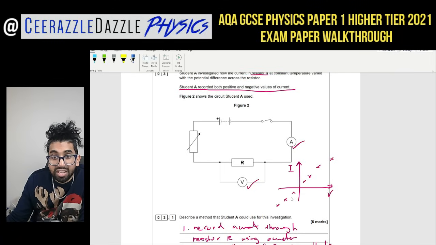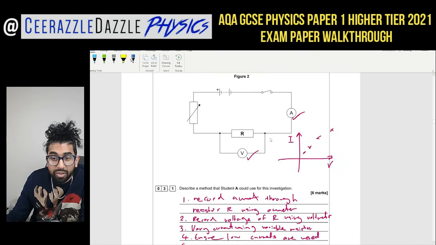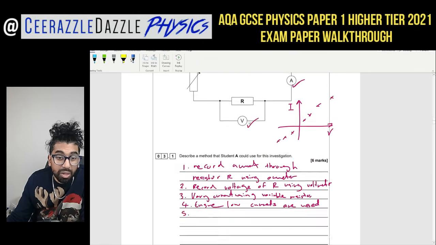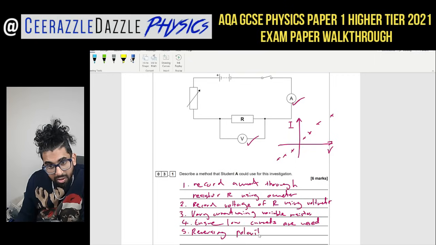So how do I get these negative values of current? The way to get the negative values of the current is to swap the terminals of the battery here. If I swap them over, we can then get these values over here. So by reversing the terminals of the supply, we'll get the range of values. So put that down here: reversing the polarity of the battery results in positive and negative voltages, positive and negative current readings.